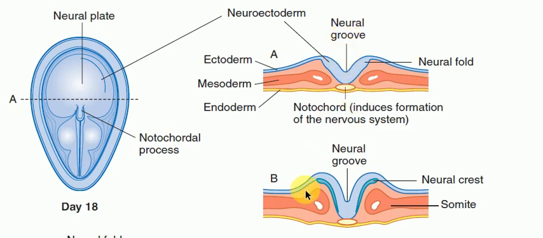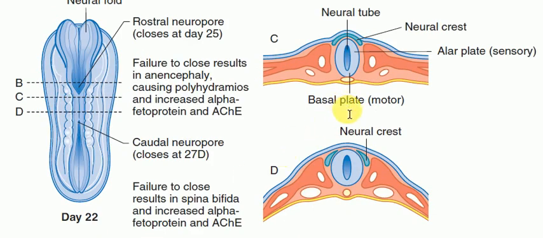And the neural groove deepens, as shown in the diagram labeled B. The neural folds further elevate and the neural groove deepens until they fuse in the midline. As you can see here, the neural folds have come together and fused in the midline, and the surface ectoderm has grown over it, and this is now completely surrounded by the mesoderm.